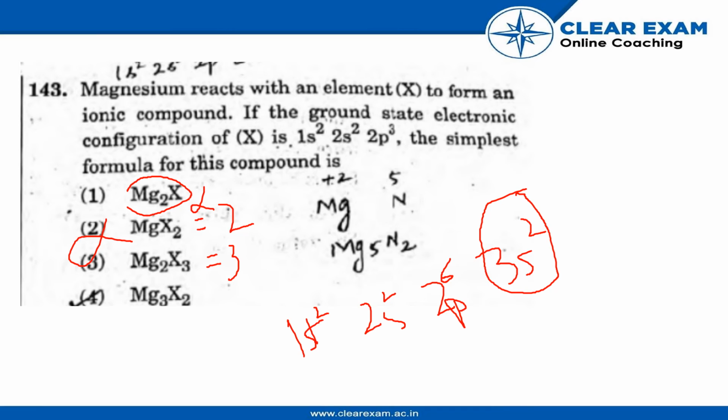Now we will see for Mg3X2. So what we find here is that Mg has the +2 charge, as we know, and X has -3 here, so it will form Mg3X2. So we will see where it is given in our solution. It is being given in option 4, so this is our correct answer.